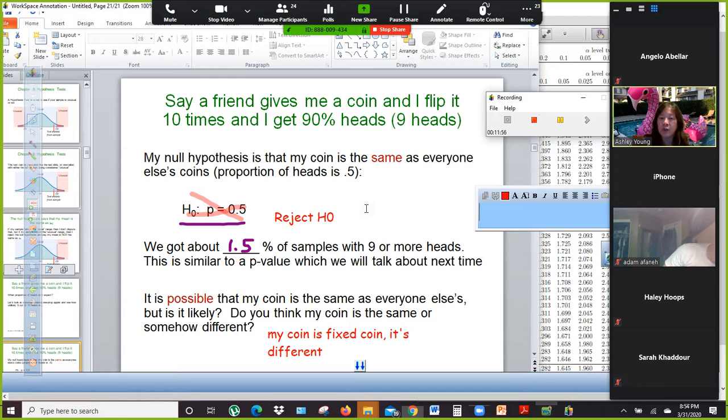7 people drew a card. They all drew red cards. Since the probability of drawing 7 red cards in a row is like 1%, it's more likely that my proportion is not 50% red cards. Like I said, it's more like 100%. And you would reject H naught because H naught says that my deck is like everybody else's deck.